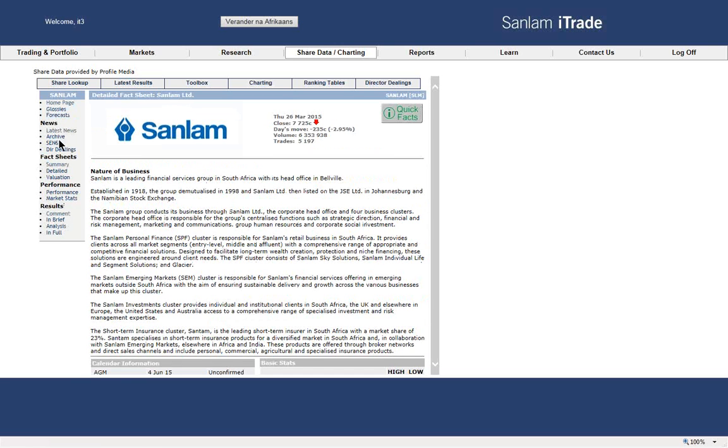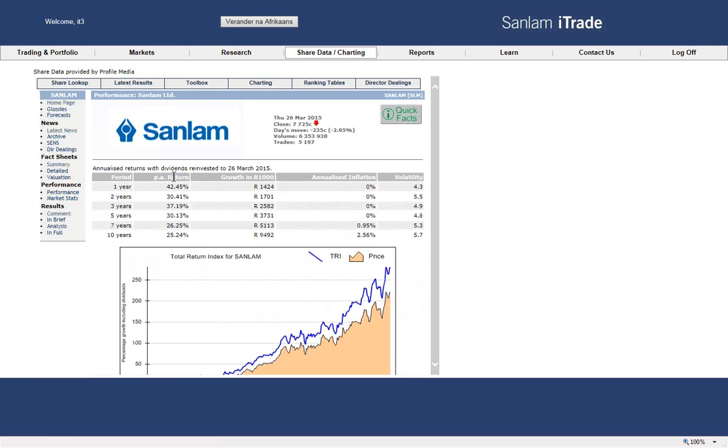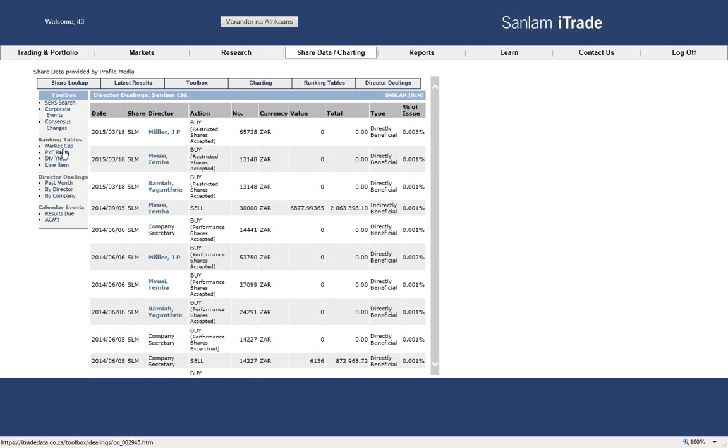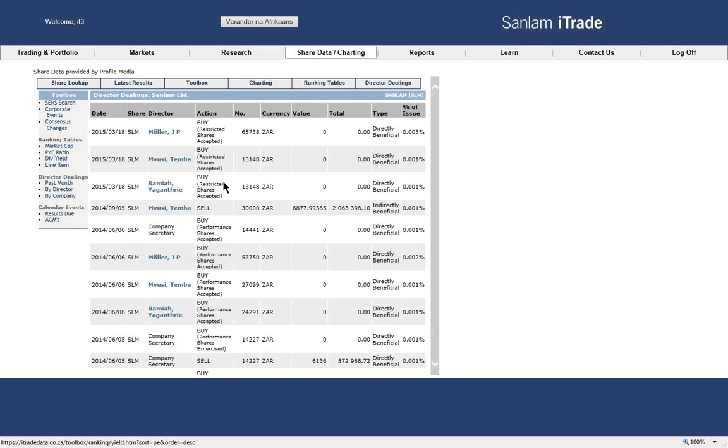You can also look at the performance statistics. It tells you that if you invested in Sanlam, for instance, 1,000 Rand 10 years ago, you will now have nearly 1,000%. You'll have 9,400 Rand at the moment. There's also market statistics, and what's also interesting is the directors' dealings. So this shows you what directors buy or sell, and it's always important to see that because all directors must report their dealings in their companies at the end of every day if they trade it.